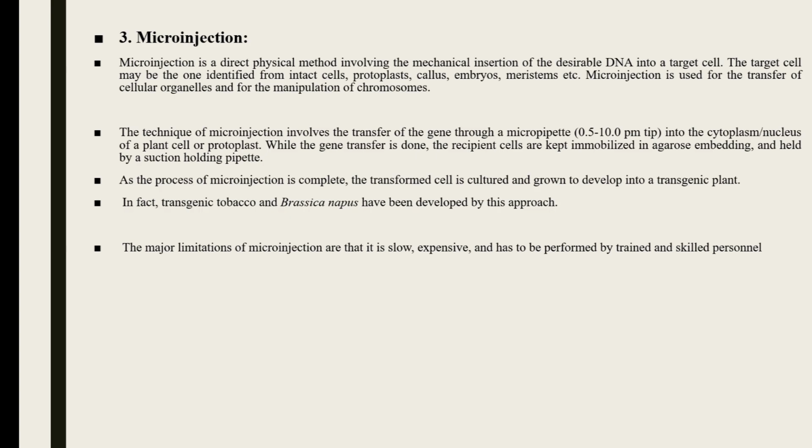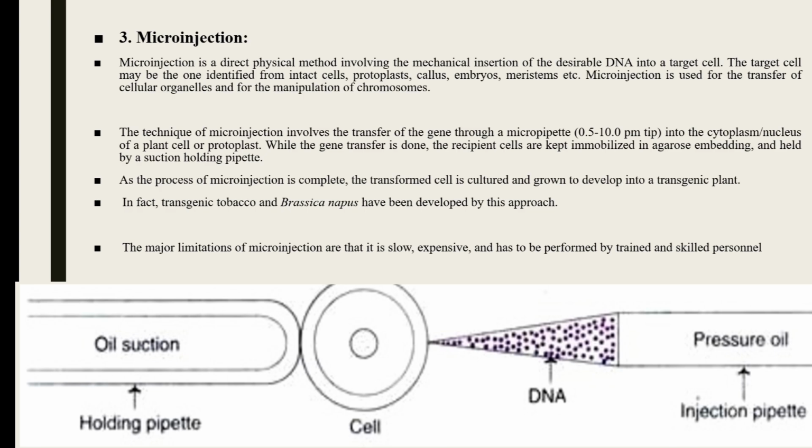Microinjection. Microinjection is a direct physical method involving the mechanical insertion of the desirable DNA into a target cell. The target cell may be one identified from intact cells, protoplasts, callus, embryos, meristems, etc. Microinjection is used for the transfer of cellular organelles and for the manipulation of chromosomes. The technique involves the transfer of the gene through a micropipette of 0.5 to 10.0 picometers tip into the cytoplasm or nucleus of a plant cell or protoplast.